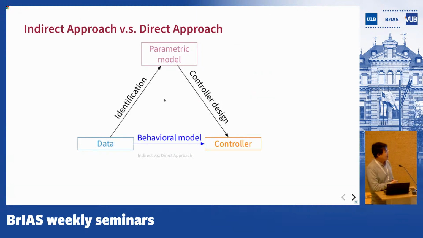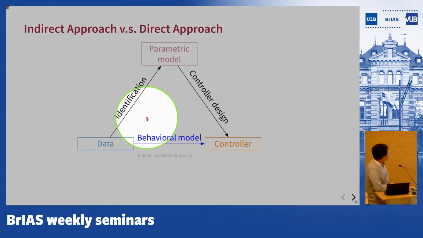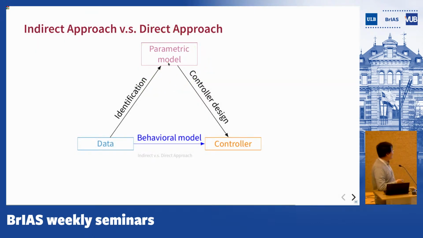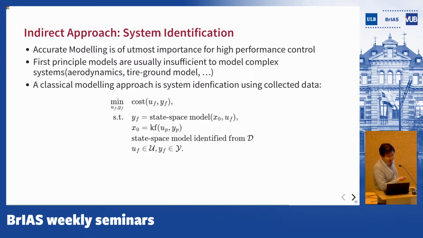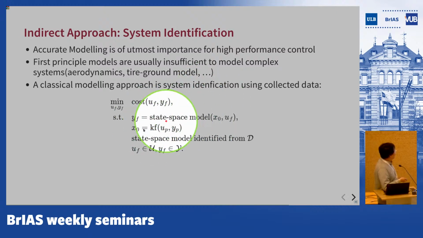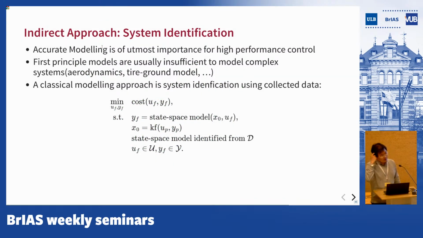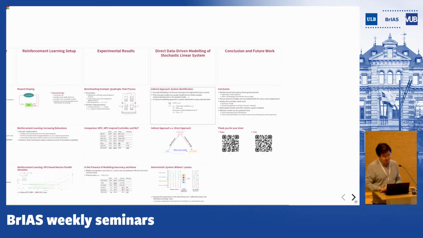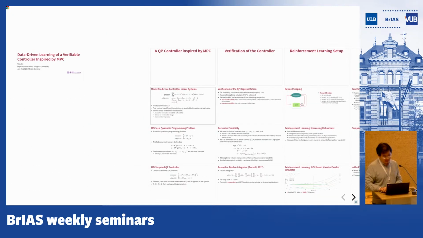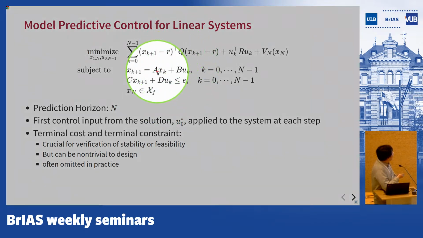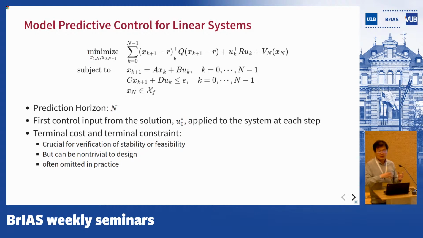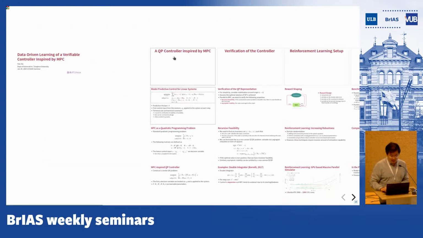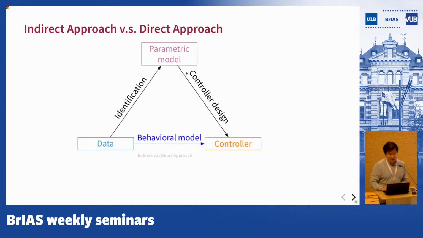Typically, what people do in control is they collect a lot of system data, and then they run an identification algorithm to come up with a model of the system. Then they try to design a controller based on this model. So you will need some sort of data to fill in. If you, for example, look at the MPC problem here, the important thing is you will need this A matrix and B matrix that model the evolution of the system dynamics.